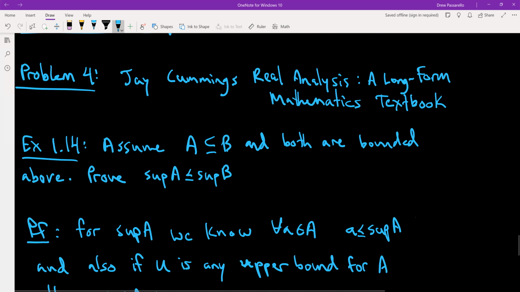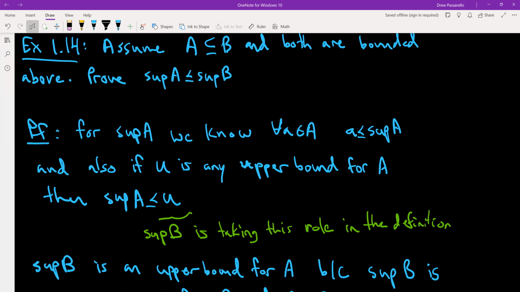All right, so hopefully that made sense. We had A is a subset of B. Both are bounded above. So I just stated first, what does it mean to be the supremum? For the supremum of A, we know that for all elements a in A, a is less than or equal to sup of A. I'm just stating the definition. And then also that if U is any upper bound for A, then the supremum of A is less than or equal to U.